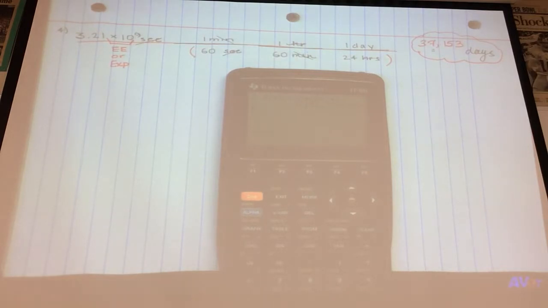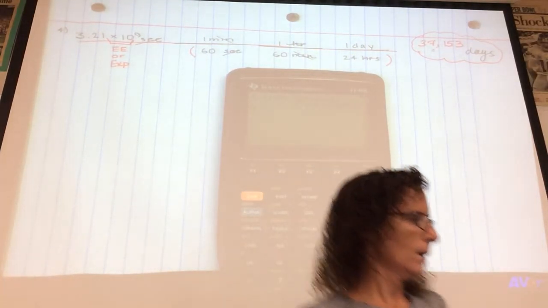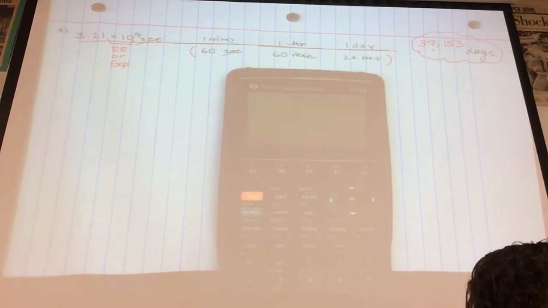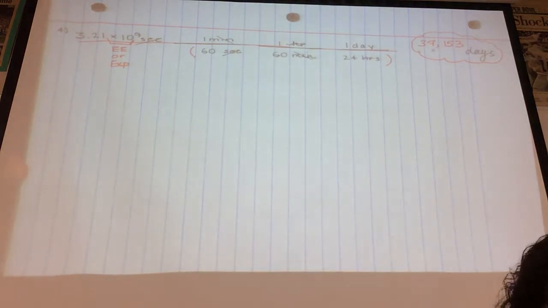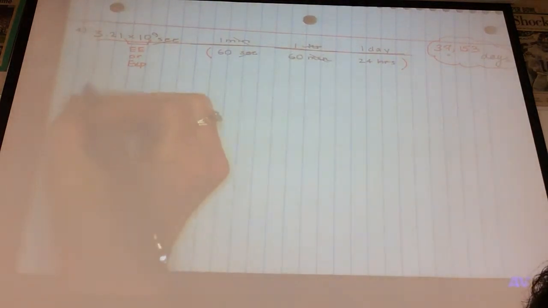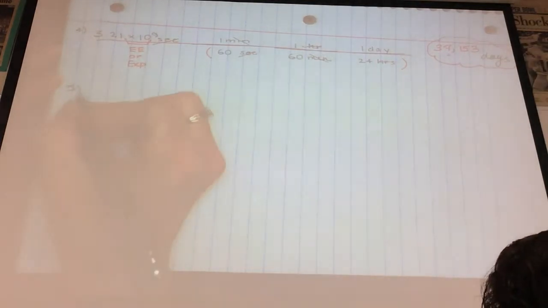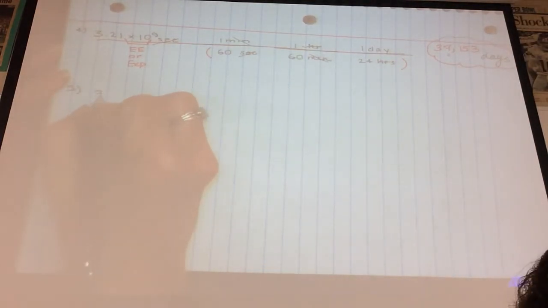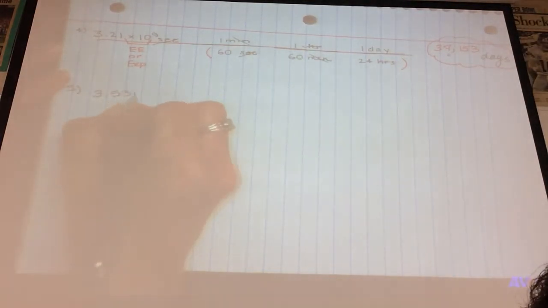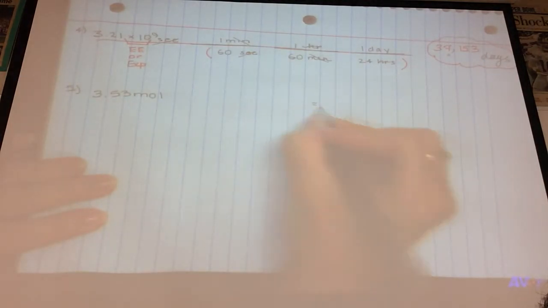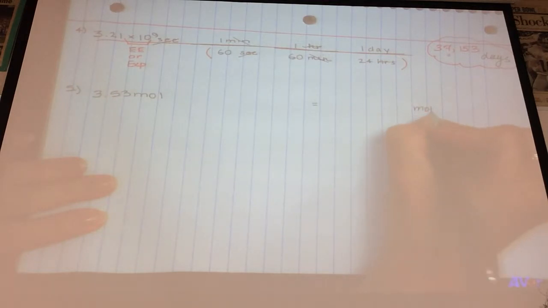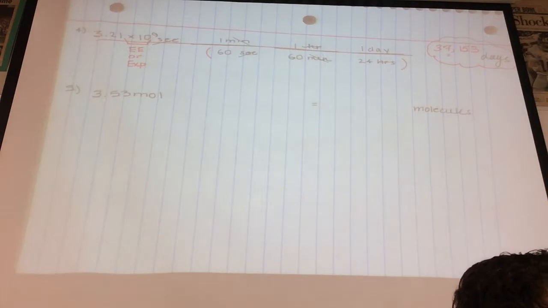Good? All right. I would like you to try number 5. Number 5 says 3.53 moles, and we want to get to molecules. Give it a shot.